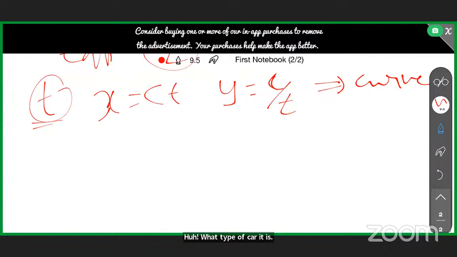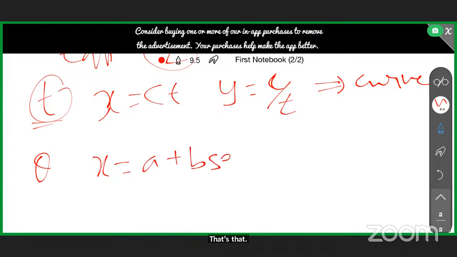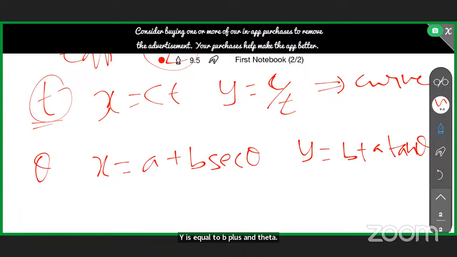Again, same thing. Theta is a variable parameter such that x is equal to a plus b secant theta, y is equal to b plus a tan theta.